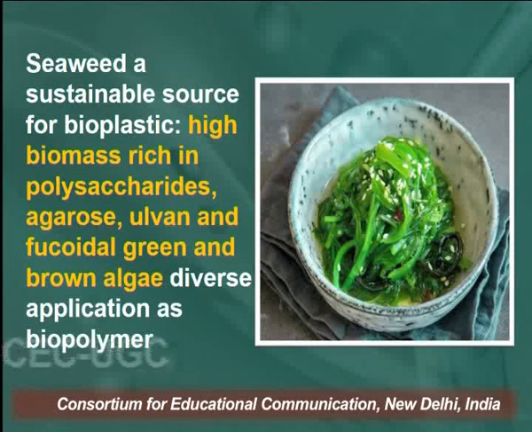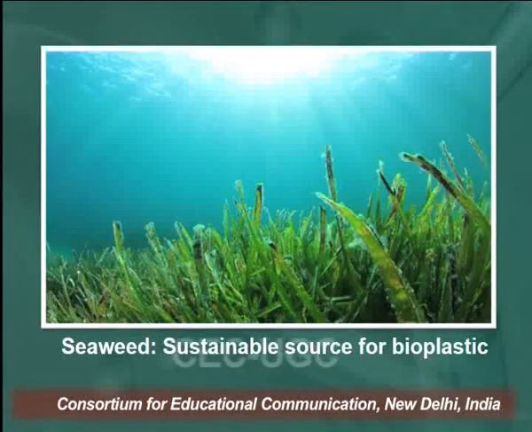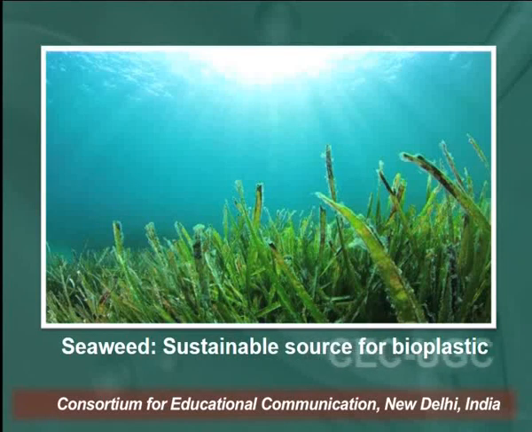biomass rich in polysaccharides. These are agars, alginate and fucoidan from green and brown algae. So these are the species of seaweed which have diverse applications as biopolymers. So this is the structure of seaweed you can see on your screen, and these seaweeds, which are plant or algae species, are a sustainable source for bioplastics.